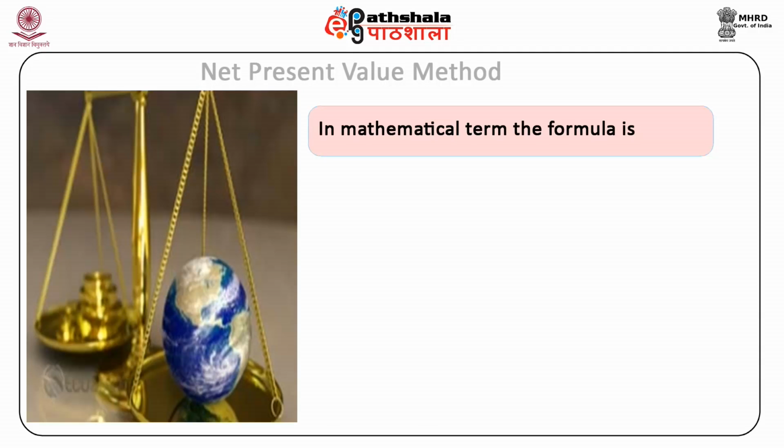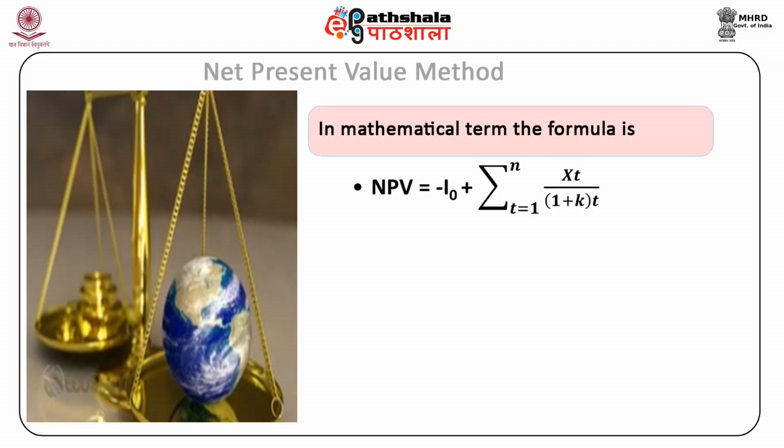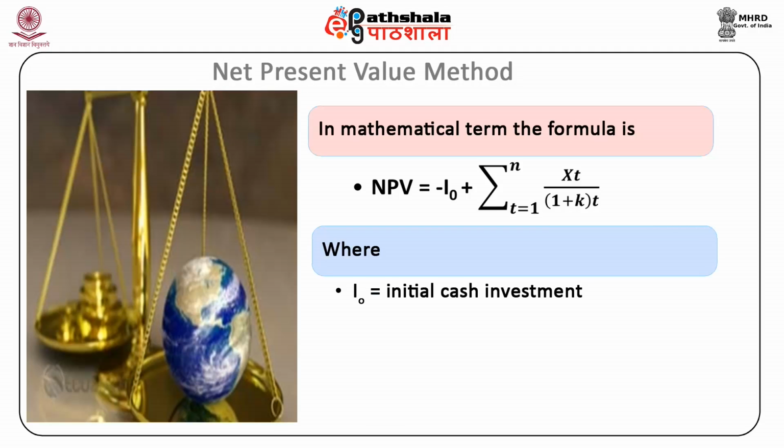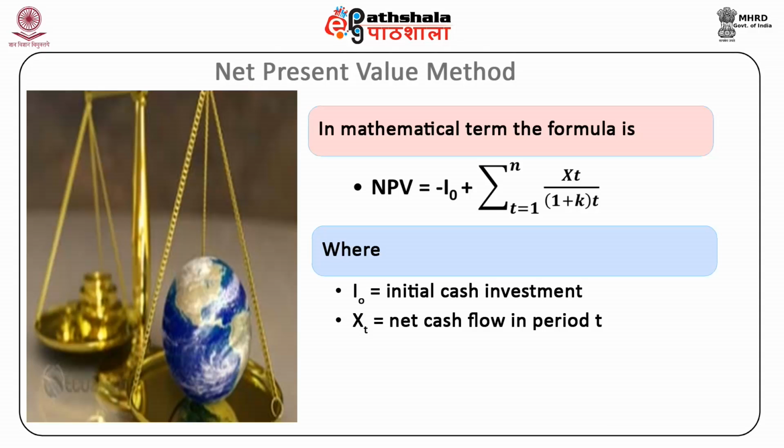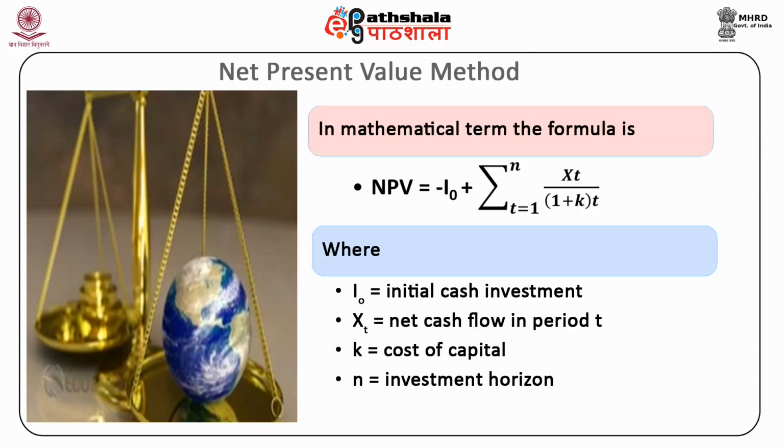In mathematical terms, the formula is NPV equals minus I0 plus the summation of xt divided by (1 plus k) raised to the power t, where t ranges from 1 to n, where I0 is the initial cash investment, xt is the net cash flow in period t, k stands for the cost of capital, and n is the investment horizon.